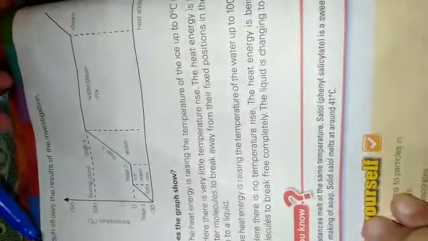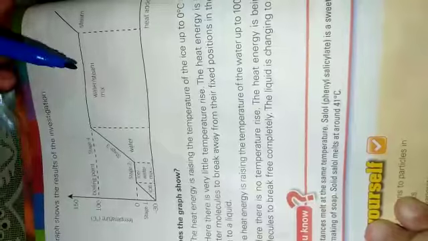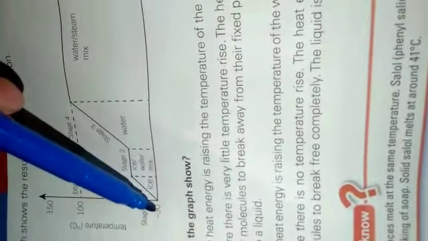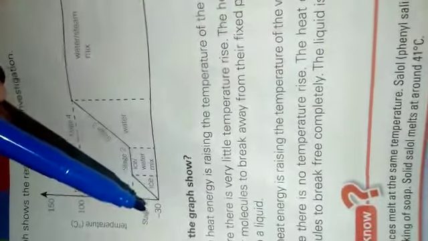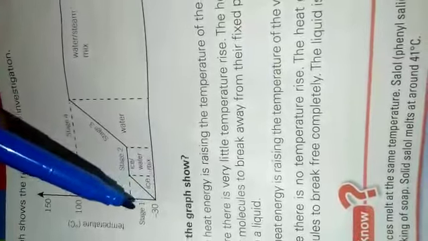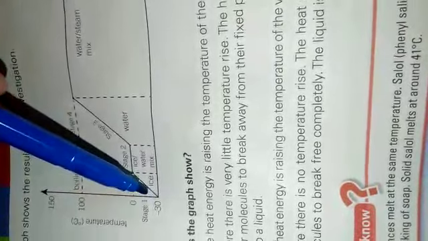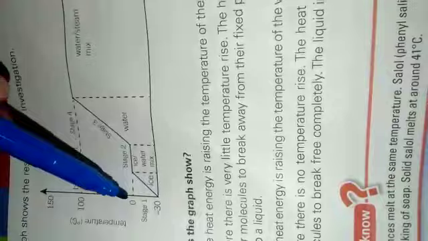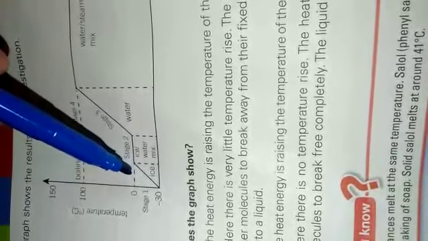This is a graph of temperature and time showing the changing of state of ice into water and steam. There are 4 stages: stage 1, stage 2, stage 3 and stage 4. Now at stage 1, what happens? The ice is at minus 30 degrees Celsius. When heat is applied to this ice, its temperature rises until it reaches 0 degrees Celsius. 0 degrees Celsius is the melting point of the ice.